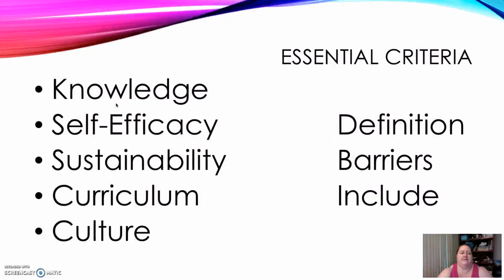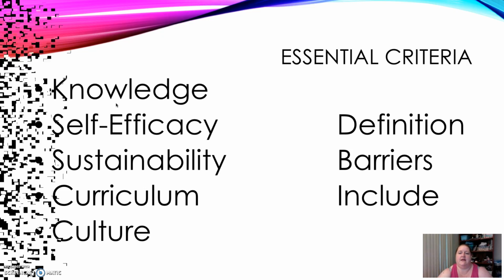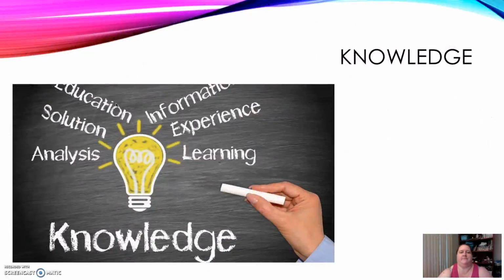Through the course of my research, 5 key factors or essential criteria have emerged: knowledge, self-efficacy, sustainability, curriculum, and culture. For each of those 5 main points, I have divided them into 3 sections, and we'll discuss the definition, the barriers, and how to include them in professional development.